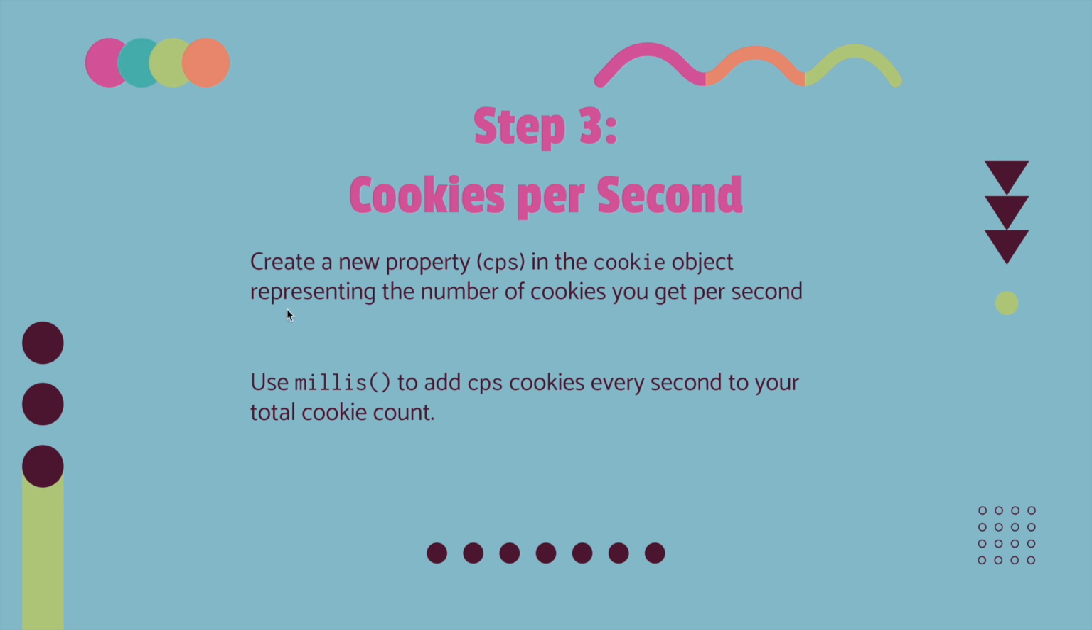So go ahead and create a new property, cookies per second, in the cookie object representing the number of cookies you get per second, and then use the millis to add cookies per second every second to your total cookie count. So go ahead, pause the video, work on this, and then resume the video when you are done.